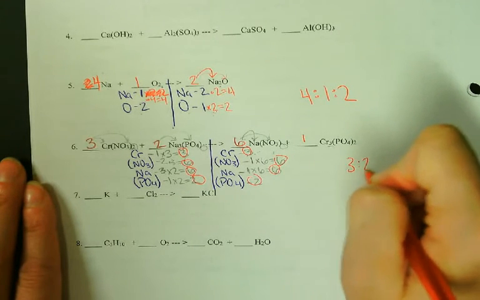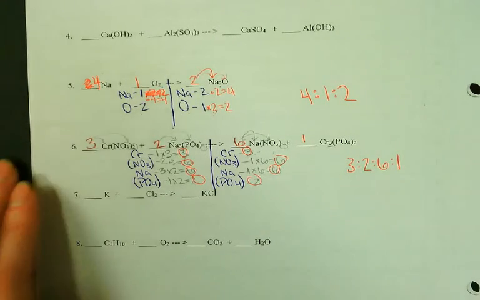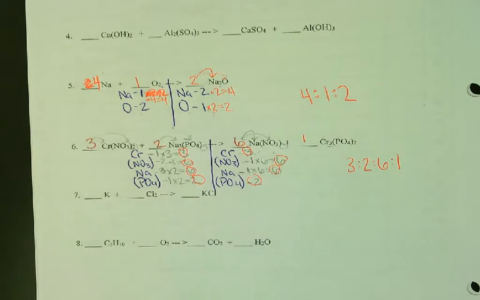So this is a 3 to 2 to 6 to 1 ratio. Okay, that's what you're doing on page 6. You have to show work on these.